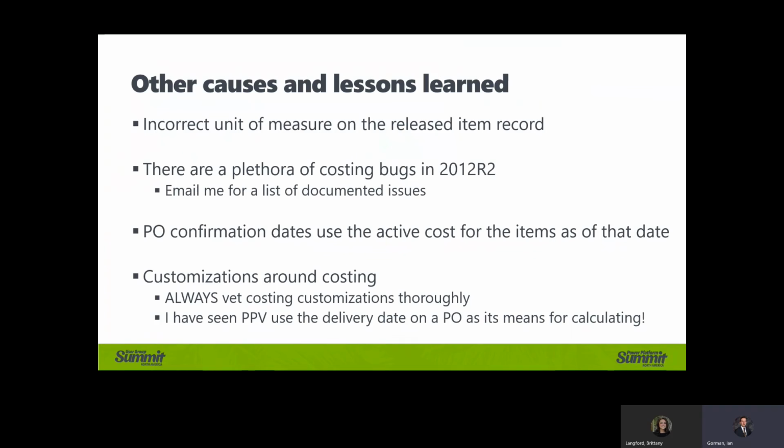This doesn't really apply to all clients or environments, but it's just something to be cautious of if you're trying to understand or analyze these entries. If you know that you've got some customizations around just the way the system handles costing, this may be a little bit more in depth for you to unravel.